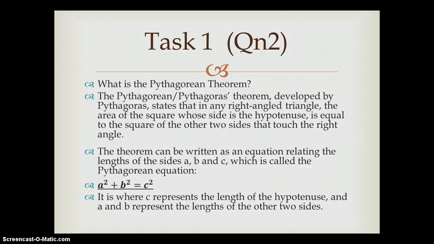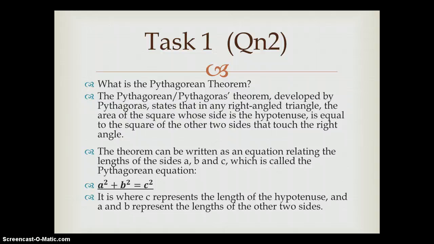Task 1, Question 2. What is the Pythagorean theorem? The Pythagorean or Pythagoras theorem, developed by Pythagoras, states that in any right-angled triangle, the area of the square whose side is the hypotenuse is equal to the sum of the squares of the other two sides that touch the right angle. The theorem can be written as an equation relating to the lengths of the sides A, B, and C.